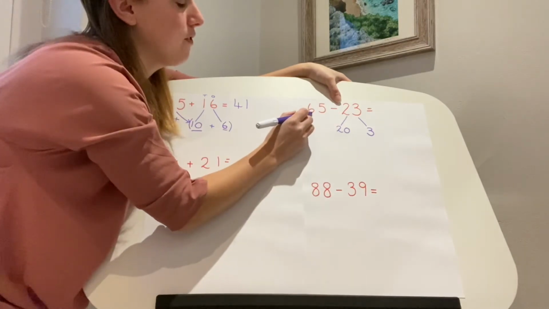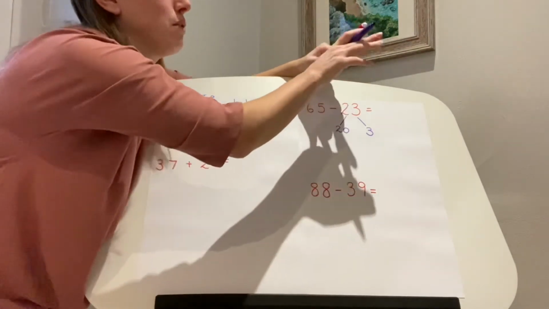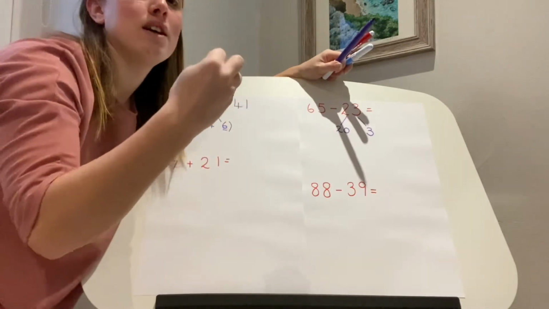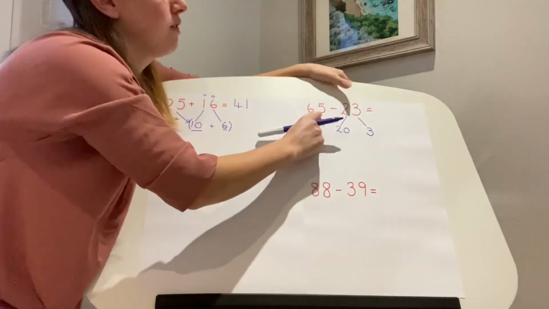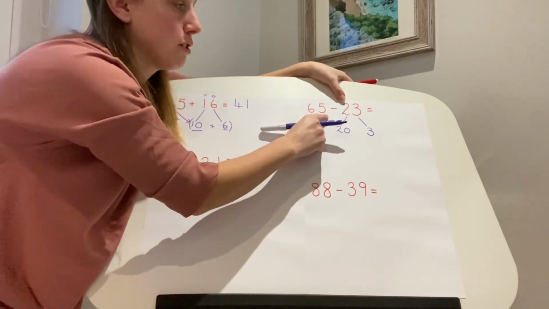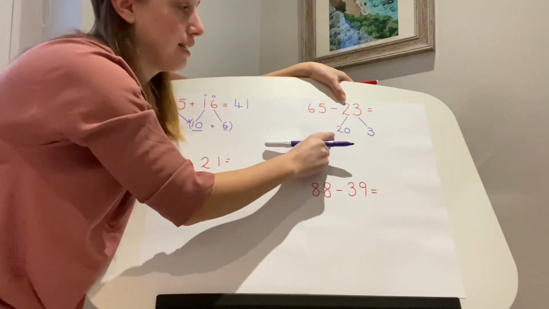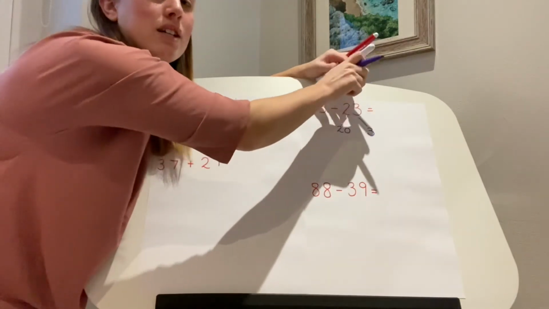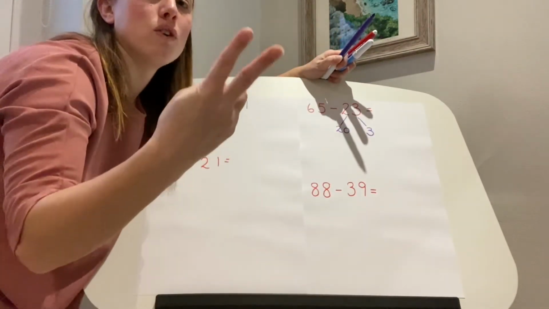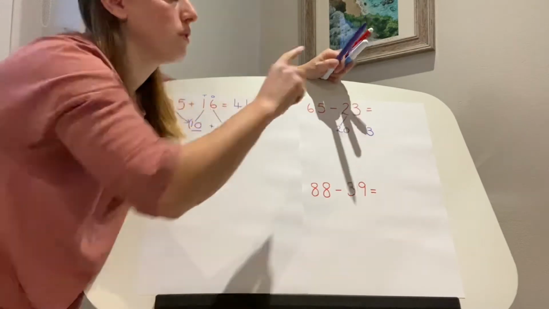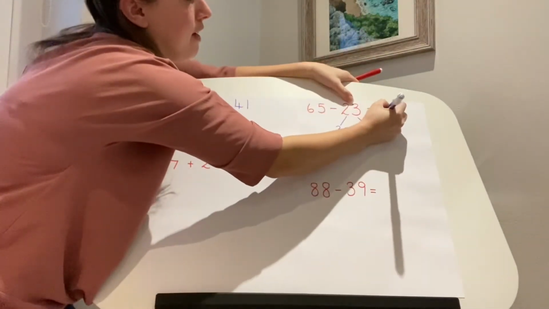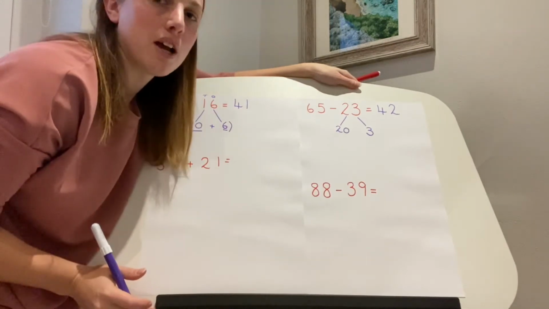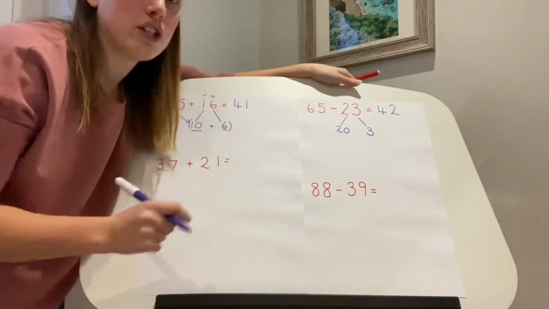So 65, take away 20. Well, I can count back in 10. So 60, 50, 40. So that'll give me 45 because my 1 stays the same when we take 10s away. So 45, now take away my 3. So 45, 44, 43, 42. So my answer would be 42. Now that's one strategy of partitioning.